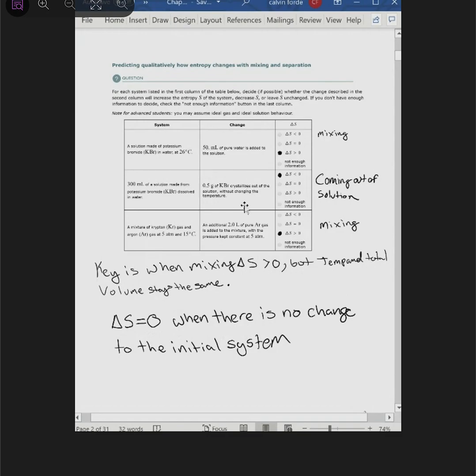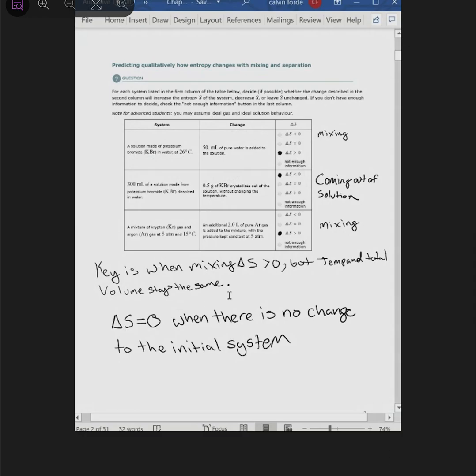So let's go here. In this case, we have a solution of KBr, and we're just adding more water to it. So what's going to happen to the KBr? You're basically increasing the solubility so that you're mixing the solution. Now more KBr is going to be able to turn into ions, like we talked about before. So you're going to have a K plus and a Br minus in the solution by adding this pure water. This is called mixing, and since it's mixing, our delta S is increasing.